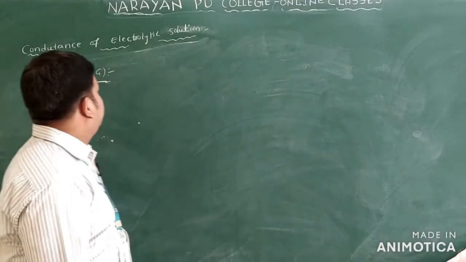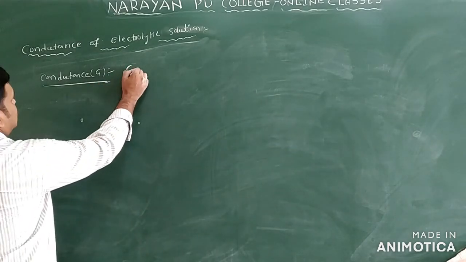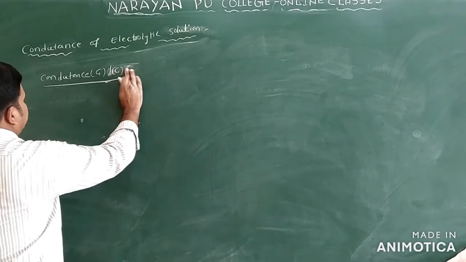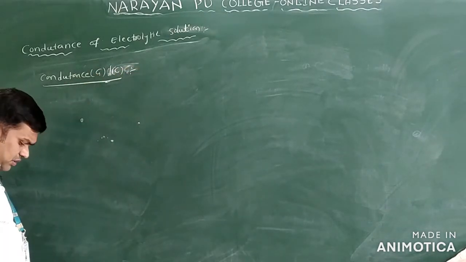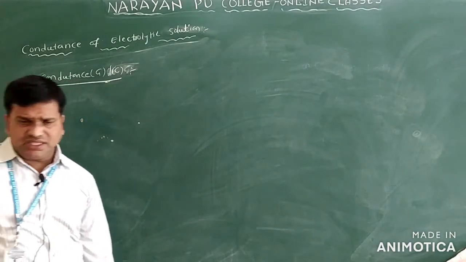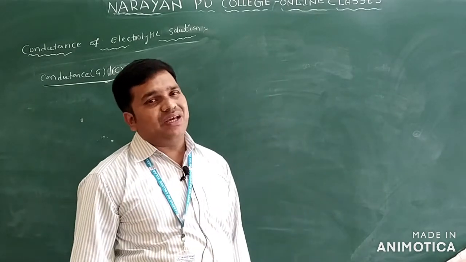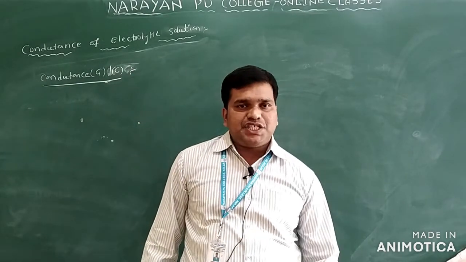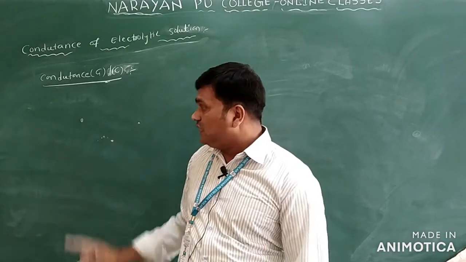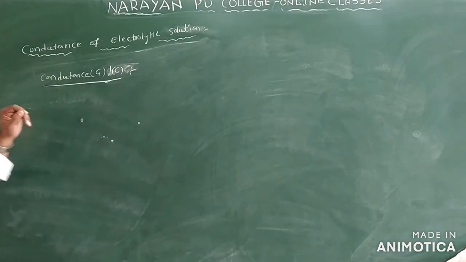The next basic term is conductance. Generally we use G, sometimes we can use C also, but in most cases we take G only. How can you define conductance? Conductance is the reciprocal of the resistance, or the inverse of the resistance. That we call conductance only. So we can write: inverse of the resistance.